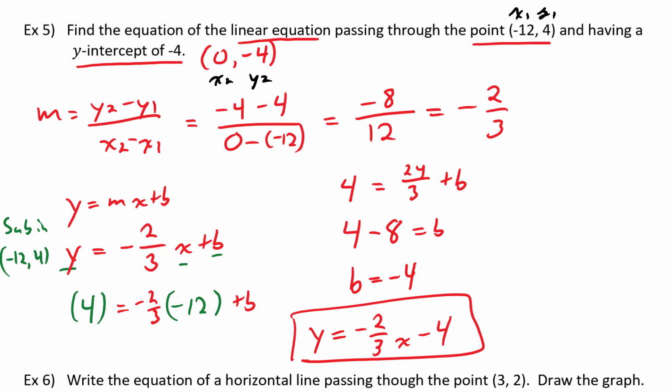There's actually an alternative way to solve this. Let me show you that now. What we did previously is we solved for m, sub that in, and then solve for b. Let's go the other route. Let's solve for b first. We know what b is. It's right here.